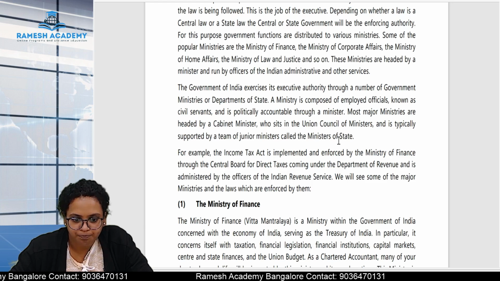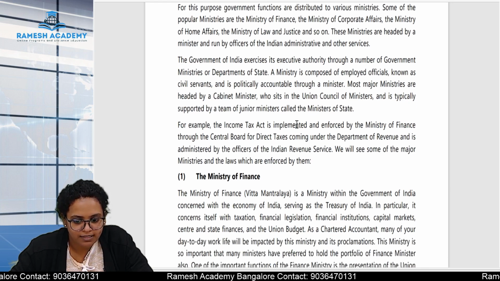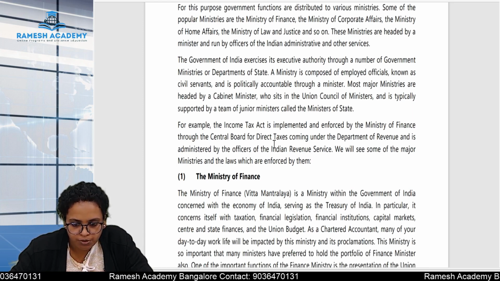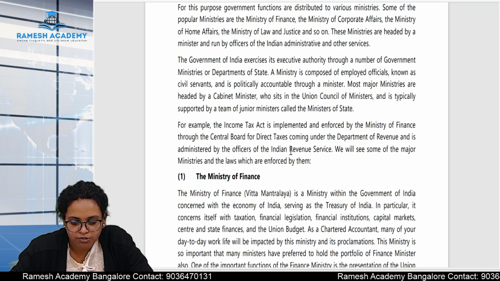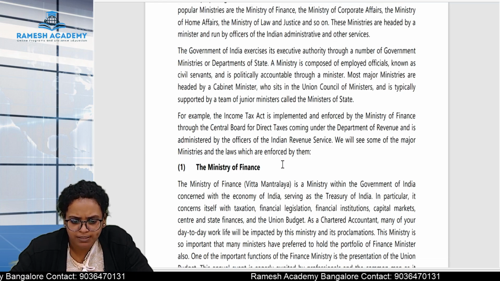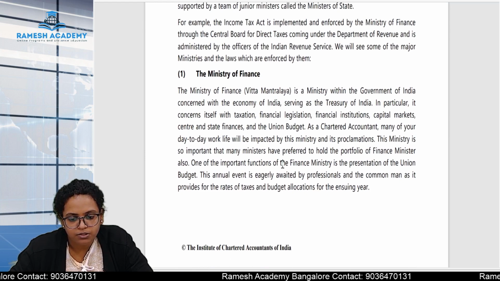For example, the Income Tax Act is implemented and enforced by the Ministry of Finance through the Central Board of Direct Taxes, coming under the Department of Revenue, and is administered by the officers of the Indian Revenue Service. We will see some of the major ministries and the laws enforced by them. Now let us also understand each and every point.